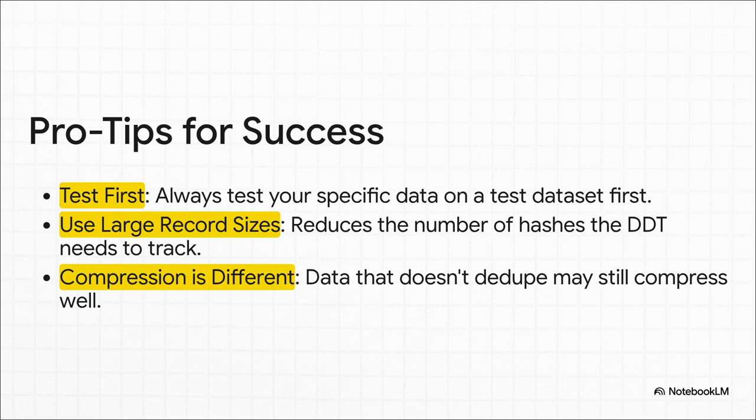Second, use a large record size. This makes the DDT way smaller and more efficient, which is a huge win for performance. And finally, don't forget about compression. They're two different things. Remember that SQL dump that was terrible for dedupe? Well, it would probably compress down like crazy. Always use the right tool for the job.